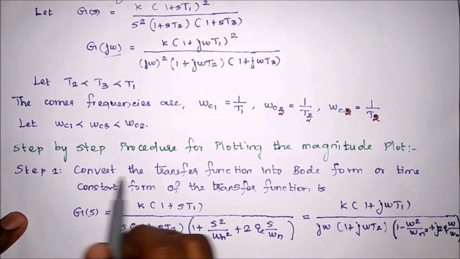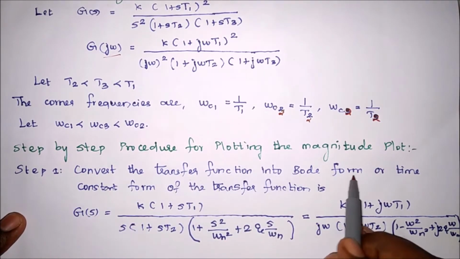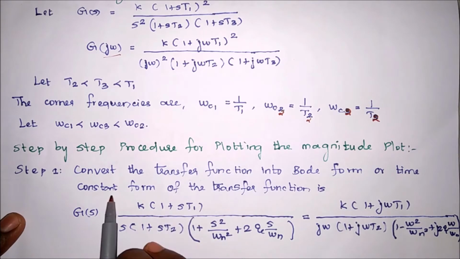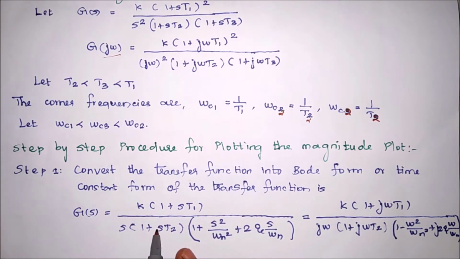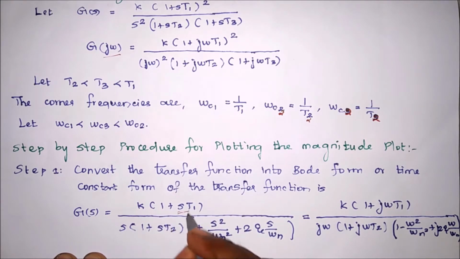Step 1: we have to convert the given transfer function into Bode form. Bode form means we write 1 plus s terms. Here also 1 plus s term. If the given problem has a quadratic equation, from the quadratic we have to arrange 1 plus the s square term or s term. Likewise we arrange, then instead of s we replace by jω.